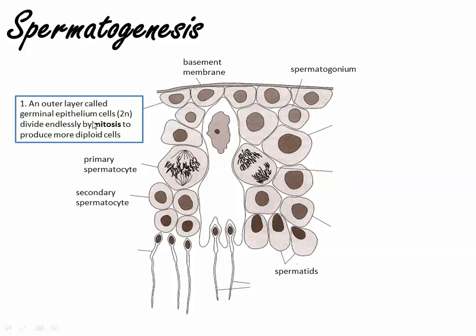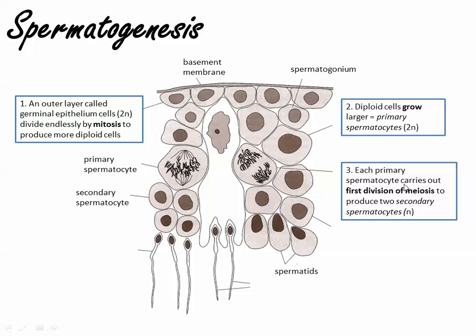So here in the outer layer, you've got these cells here. They're diploid. They are still 46 chromosomes, and they just reproduce by mitosis and make more copies of themselves, dividing endlessly. These diploid cells grow larger, and at this point we call them primary spermatocytes. They are still diploid because they haven't undergone the first stage of division. Remember, there's two divisions in meiosis.